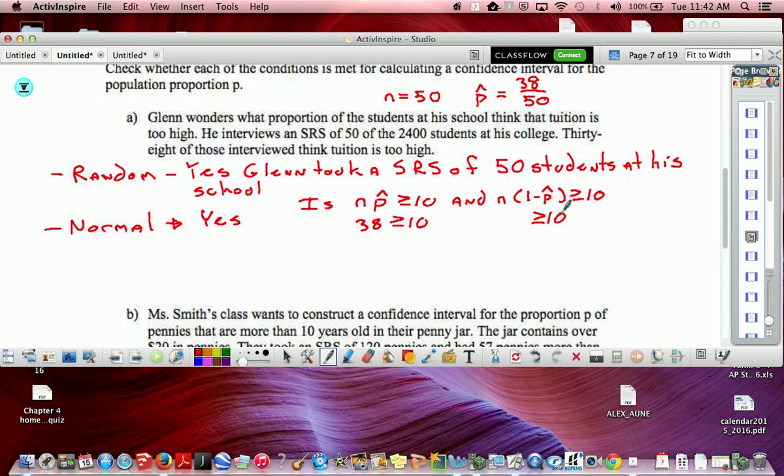12. There's a total of 50 and 38 said yes. That leaves 12 saying no. Both of these are greater than or equal to 10. Barely, but it's still good to go.